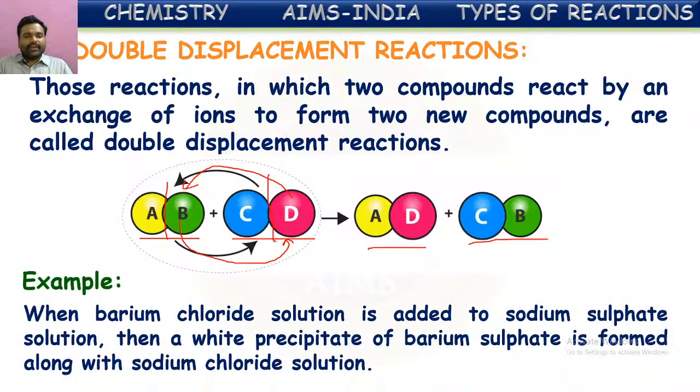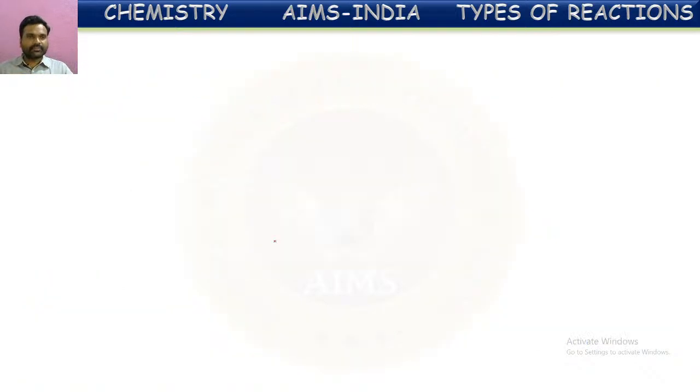For example, when barium chloride solution is added to sodium sulphate solution, a white precipitate of barium sulphate is formed along with sodium chloride solution. So what is happening here? Barium chloride and sodium sulphate, two solutions are taken, and they are mixed with each other. Then two new compounds are formed out of the two. One is an insoluble solid substance called barium sulphate. So this comes under double displacement reactions, in which two compounds mutually exchange their ions.